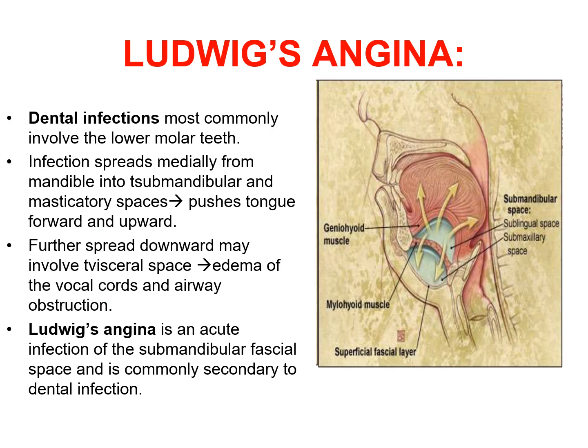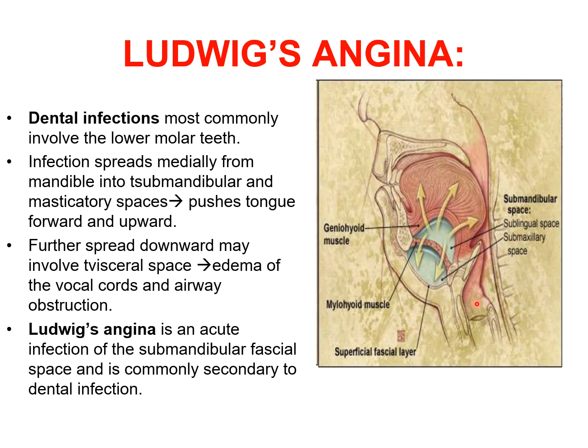Dental infection most commonly involves the lower molar teeth, as you all know. The infection spreads medially from the mandible into the submandibular and the masticatory spaces. This might push the tongue forward and upward. Further spread downward may involve the visceral spaces, resulting in edema of the vocal cords and obstruction of the airway.